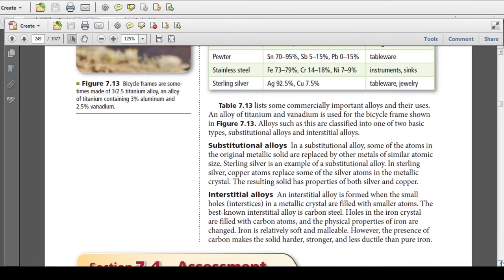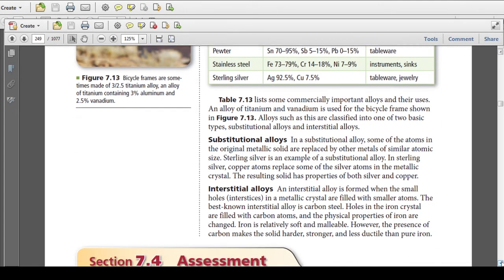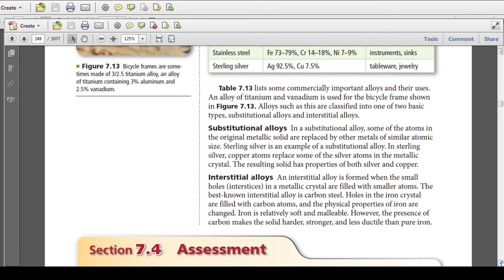In a substitutional alloy, some of the atoms in the original metallic solid are replaced by other metals of similar atomic size. Sterling silver is an example of a substitutional alloy. In sterling silver, copper atoms replace some of the silver atoms in the metallic crystal. The resulting solid has the properties of both silver and copper.